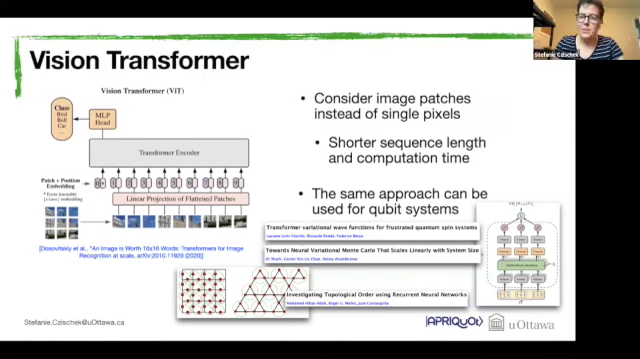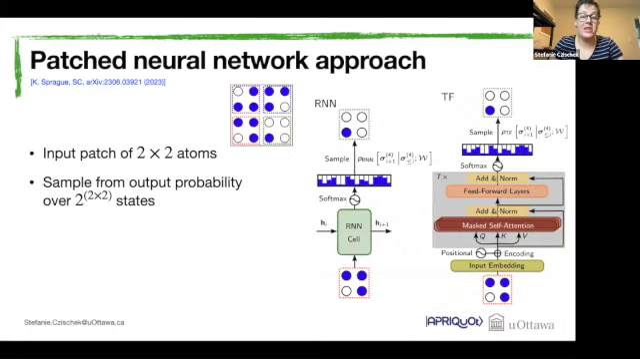Okay, and so inspired by all this, Kyle and I started to look into patch neural networks. You can do this not only for the transformer, but you can choose the same approach also for the recurrent neural network. What we did is we chose input patches of 2x2 atoms, which we sent into the RNN or the transformer cell. We process everything the same way as before, but then as an output, we get a probability distribution over all the possible configurations of the qubits in the patch. So now we have 16 entries in our probability distribution. And from these, we sample the state of the next patch of 4 atoms.